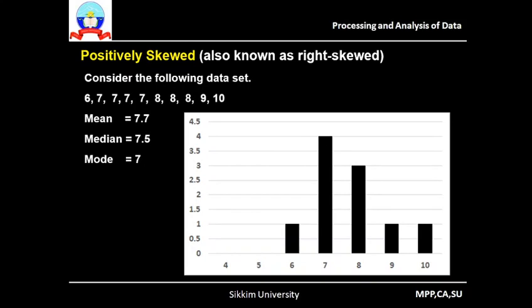Now let us move on to positively skewed distribution or right skewed distribution. So here let us consider the data set 6, 7, 7, 7, 7, 8, 8, 8, 9 and 10. So here mean is 7.7, median is 7.5 and mode is 7. So here mean is greater than median, which is greater than mode. So this is an example of positively skewed distribution.